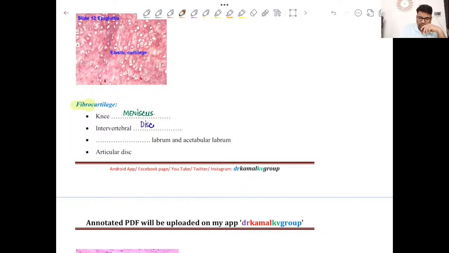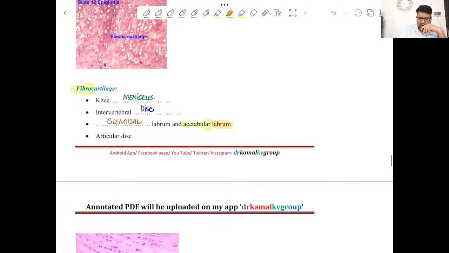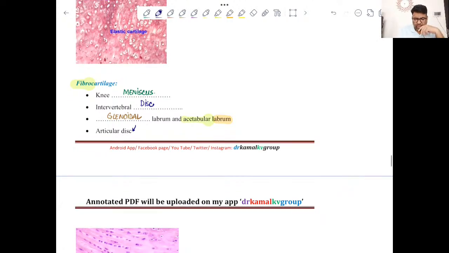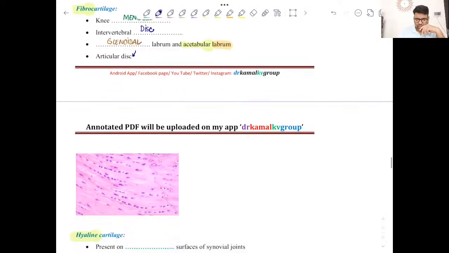So it is a component of the glenoidal labrum. Now glenoid is a part of the scapula which participates in the formation of the shoulder joint, and acetabulum is a part of the hip bone which participates in the formation of the hip joint, right? So labrum is an example of fibrocartilage. Then articular disc is also fibrocartilage.